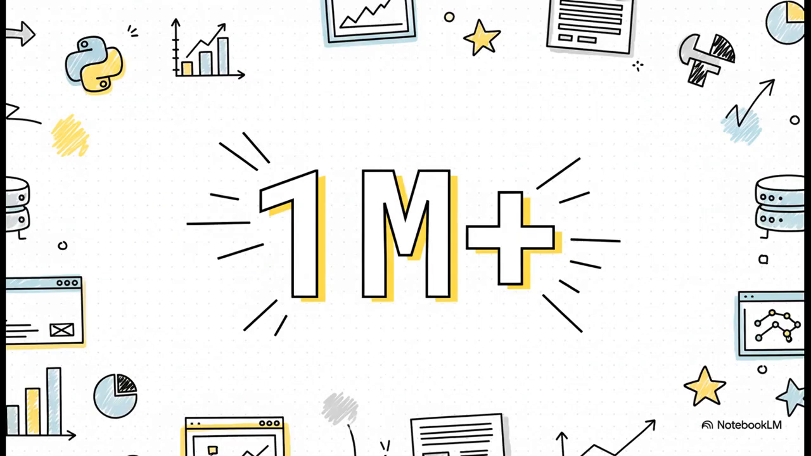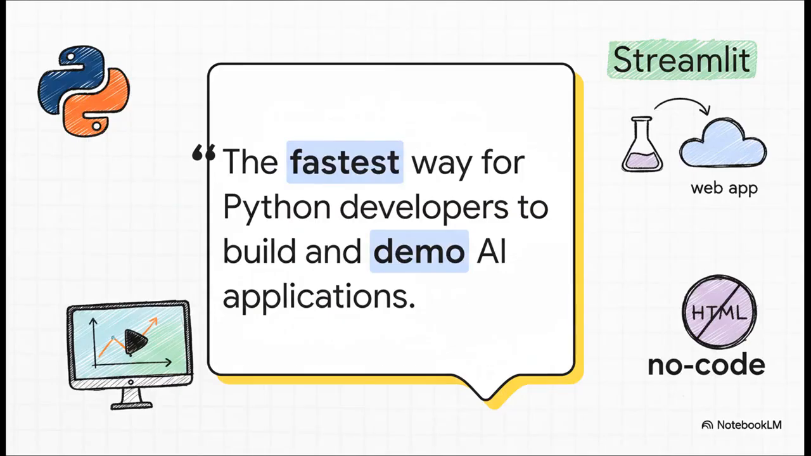And the industry has absolutely taken notice. We're talking over 1 million applications that have been deployed using Streamlit. It's not just some niche side project anymore. It's become a legitimate standard for prototyping in the AI and data science world. Which really brings us back to the core idea. This quote just nails it. If you are a Python developer and you need to build and show off an AI application, there is simply no faster way to get it done.